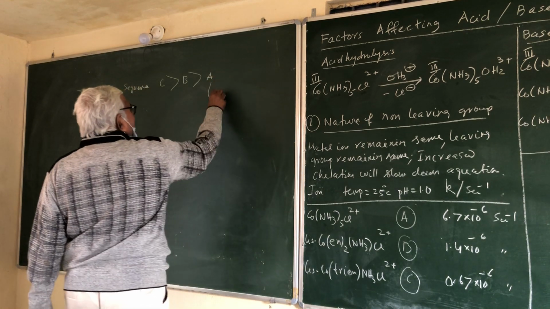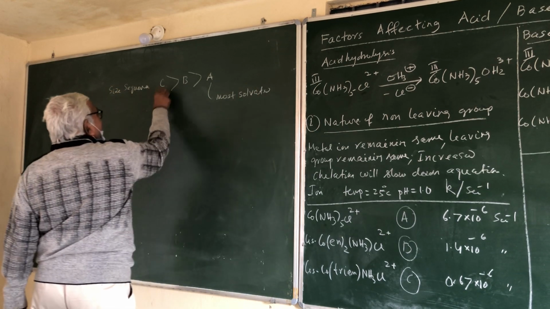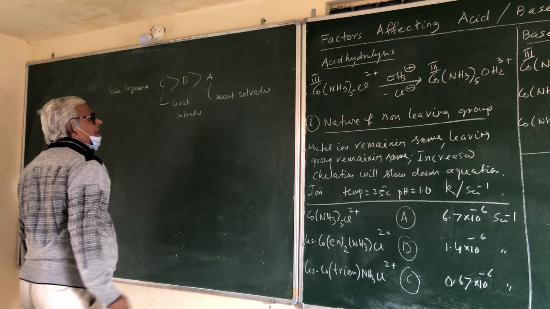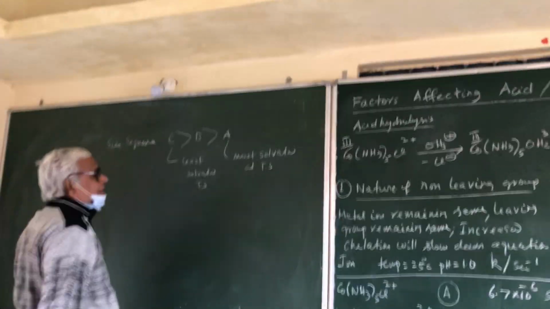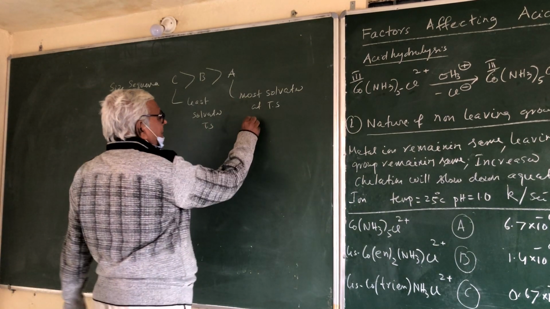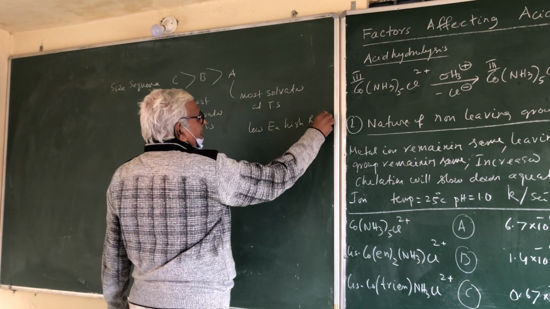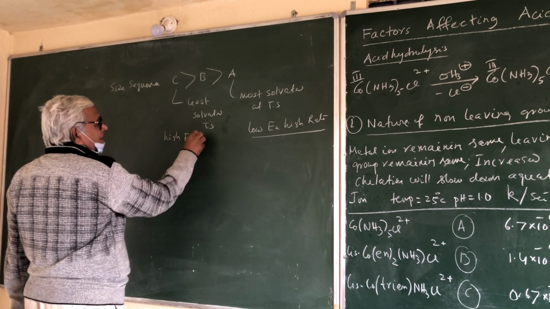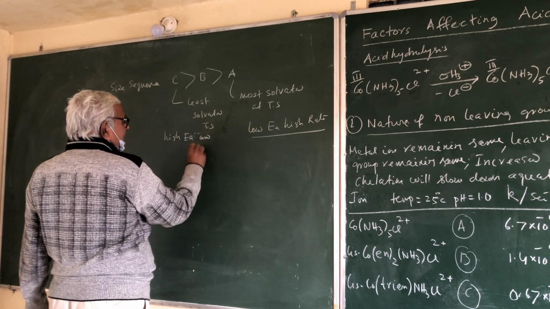So this is most solvated. This is least solvated. Most solvated transition state, least solvated transition state. So energy of the transition state will be less here. So low activation energy and high rate. High activation energy and low rate.